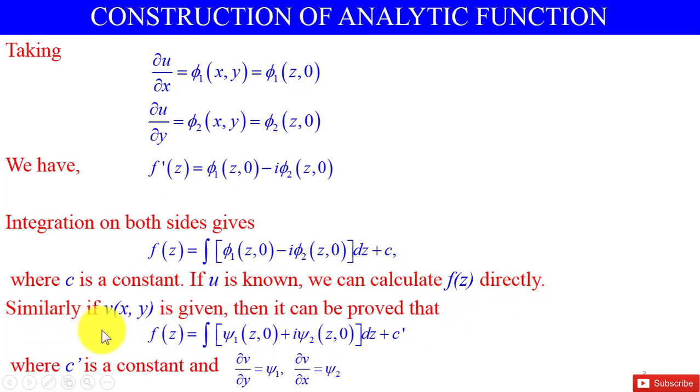Similarly, if v of (x,y) is given, then it can be proved that f of z is equal to the integral of psi 1 of (z, 0) plus i psi 2 of (z, 0) dz plus c dash, where c dash is a constant of integration, and del v by del y is equal to psi 1, del v by del x is equal to psi 2.